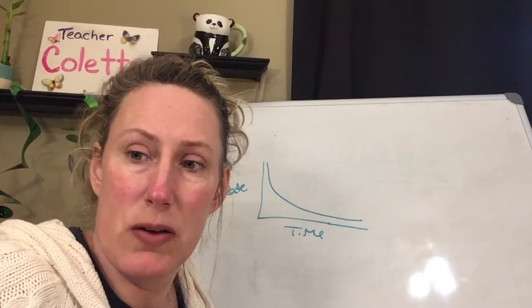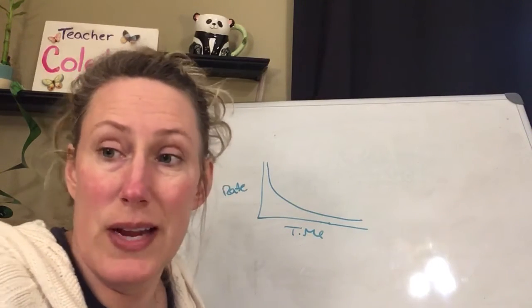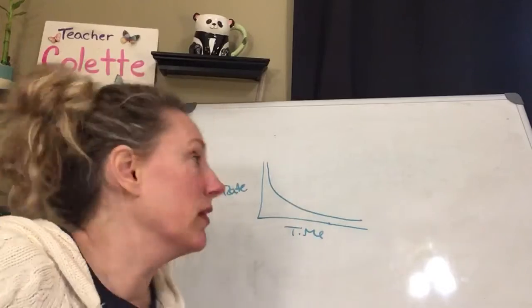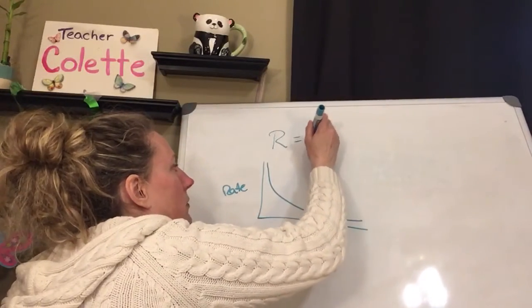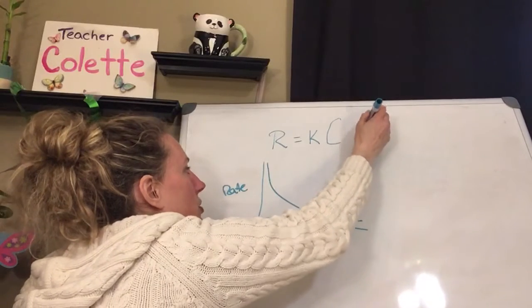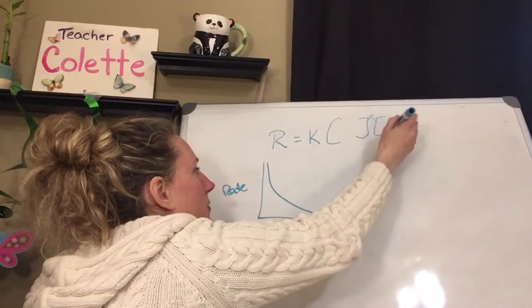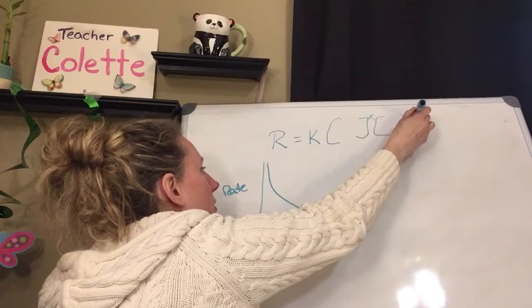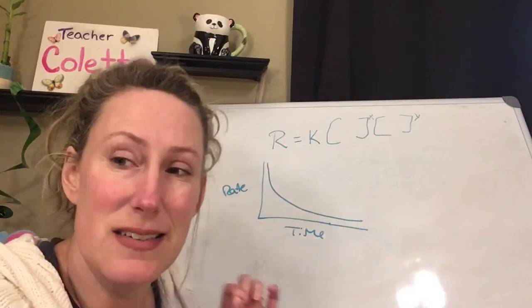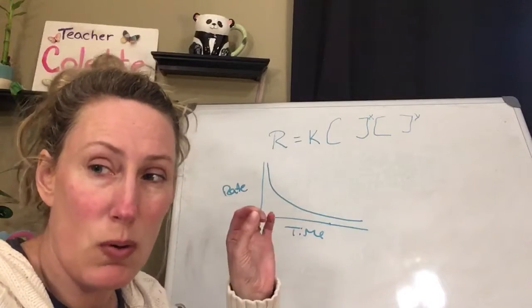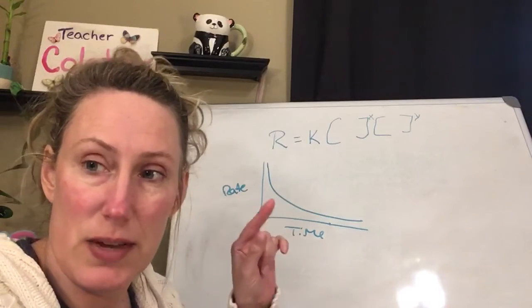Okay, a couple things about rate. The rates that we calculate with this format, rate equals rate constant times the concentration of the first thing to some exponent times the concentration of the second thing to some other exponent, or maybe the same one. They're all instantaneous rates. It's just one point of how fast the reaction goes.